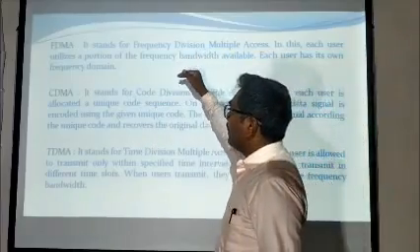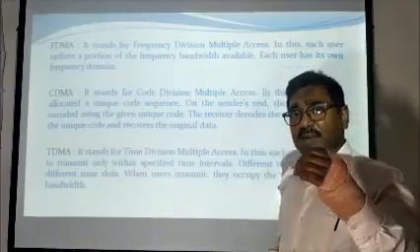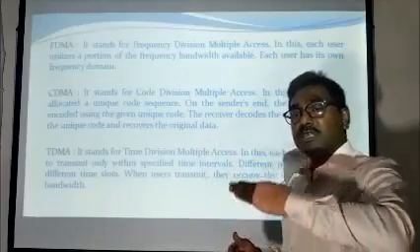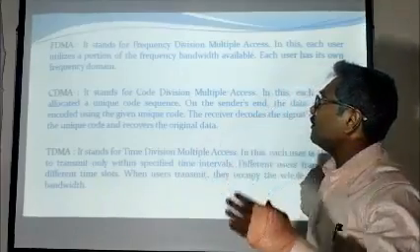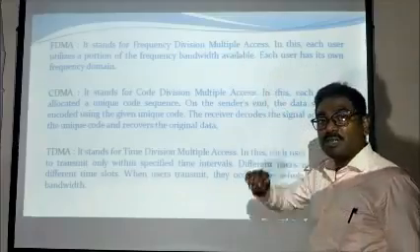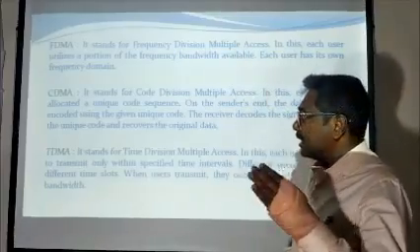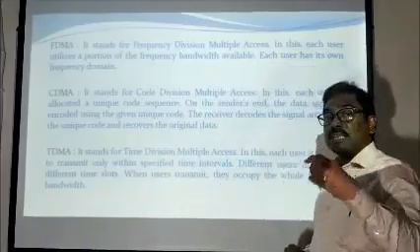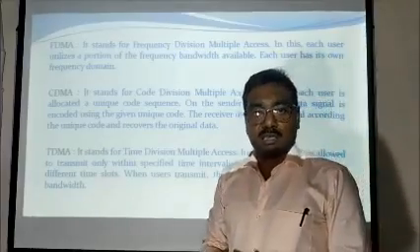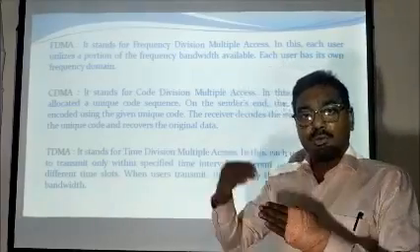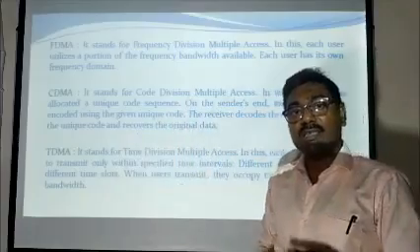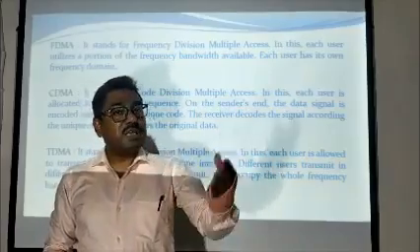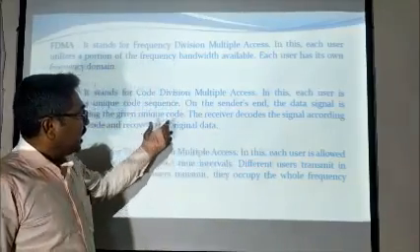In FDMA, the frequency is divided into different parts for different users. That means different users use different frequencies or different bandwidths of frequency to communicate with each other. Whereas in code division multiple access, a different code is generated for a specific subscriber. The same code is transferred to the receiver side, and the encrypted code is decoded by the receiver.